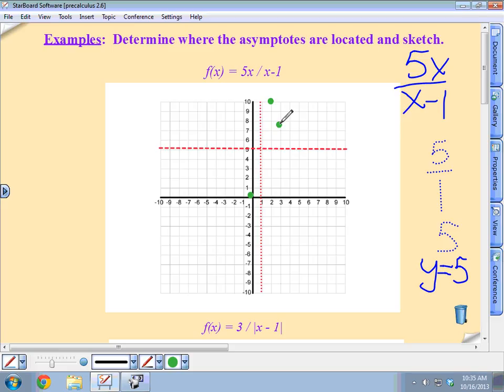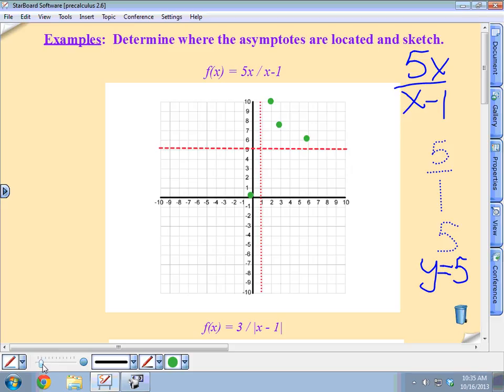What's y going to be if x is 6? If it's 6, we have 30 over 5, which is 6. So 6, 6. Is that enough for you to see what's happening up there? Sort of, yeah. So then what's happening with the 0?